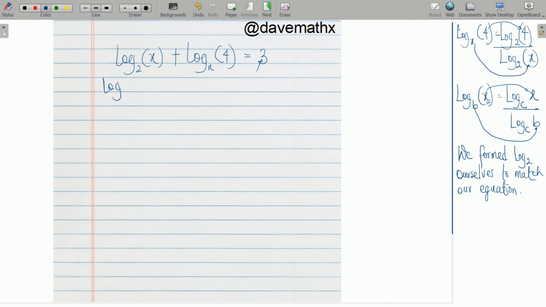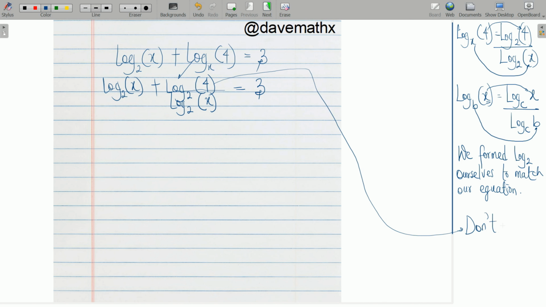We have log x base 2 plus log 4 base 2 over log x base 2. I hope you remembered how we changed it. Don't forget that log 4 base 2 is 2.